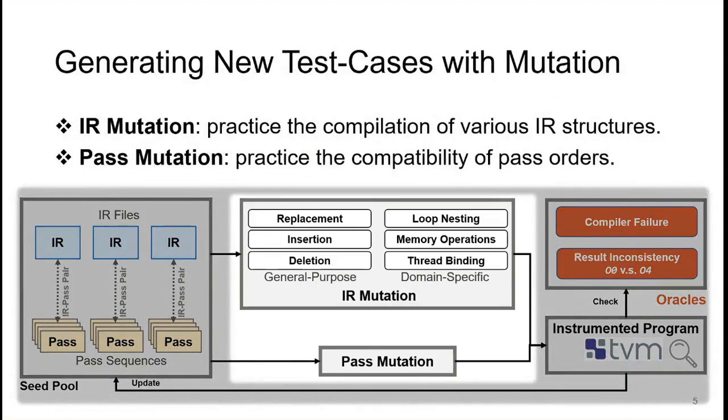So, one key question in our work is how to generate new test cases, especially test cases that are likely to exercise interesting compiler behaviors. In Tzer, we adopt a mutation-based approach where we mutate an old test case into a slightly different, but hopefully error-inducing mutant. Specifically, we perform both general-purpose and domain-specific mutation for the input IR, and the corresponding pass sequences are also mutated to test the compatibility of various pass orders.